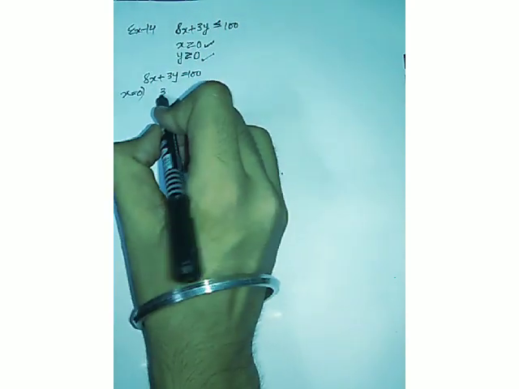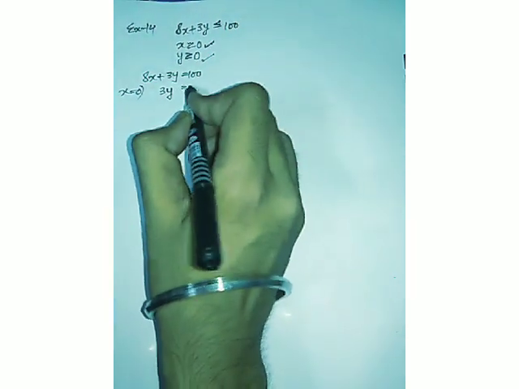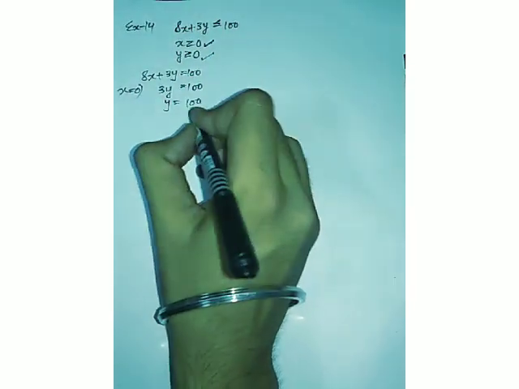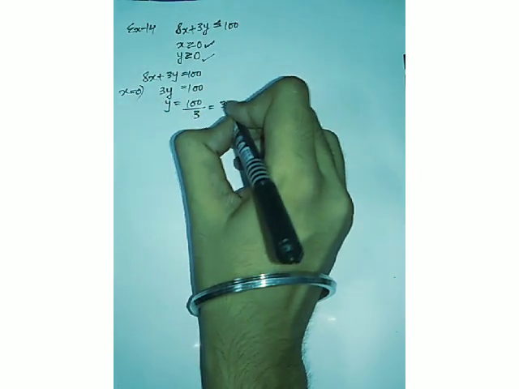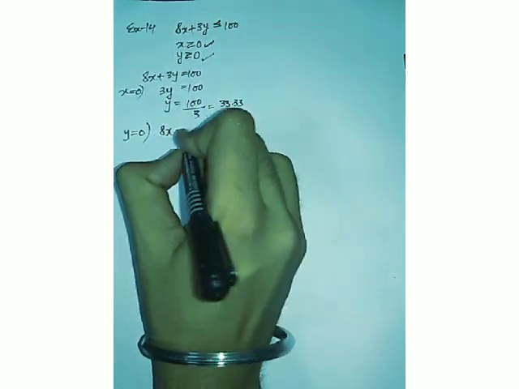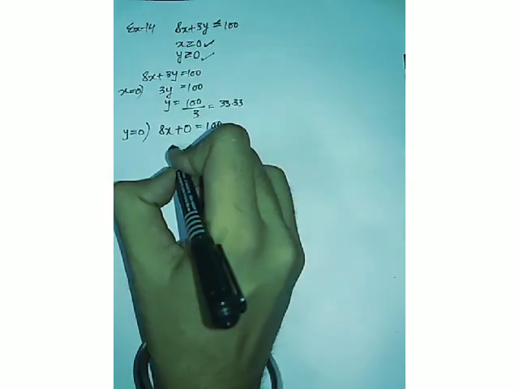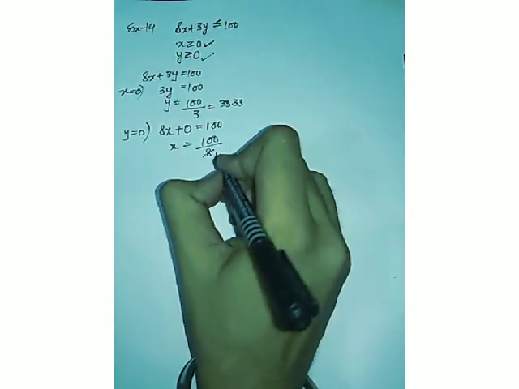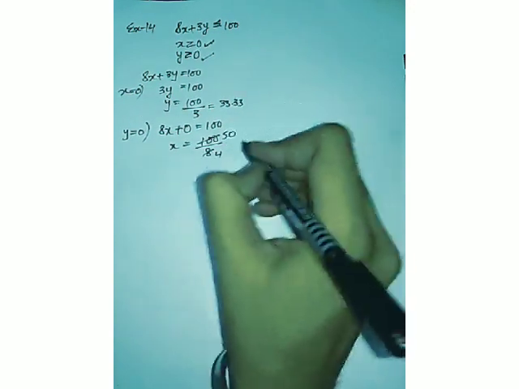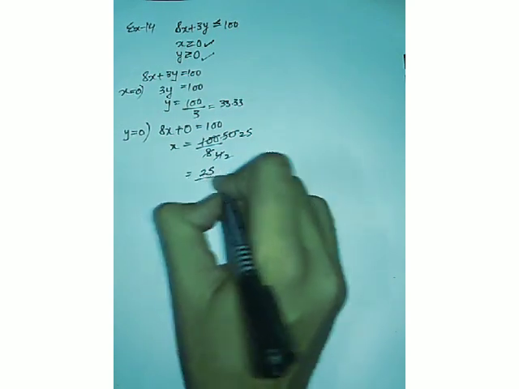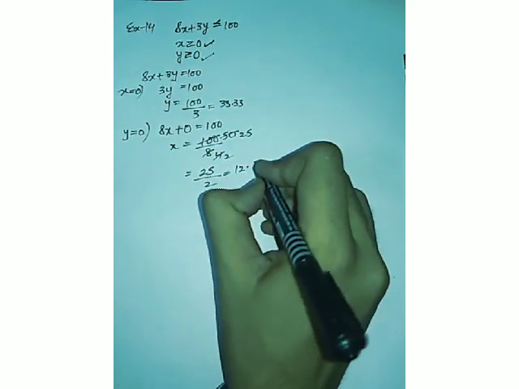Firstly, put x equal to 0. You will get 3y is equal to 100, or y is equal to 100 upon 3. So you will get 33.33 approximately. All right. Now put y equal to 0. You will get 8x plus 0 is equal to 100, or x is equal to 100 upon 8. So let's divide. 2 4s are 8, 2 50s are 100, 2 2s are 4, 2 25s are 50. You will get 25 upon 2, which is approximately 12.5.